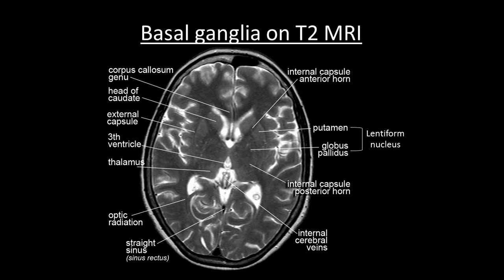This is T2 MR image. This is the location of head of caudate nucleus, the putamen, the globus pallidus. This pair is called the lentiform nucleus, and the white matter that separates them from the thalamus is called the internal capsule, including the anterior limb or anterior horn of the internal capsule, the genu here, and then the posterior horn or posterior limb of the internal capsule.